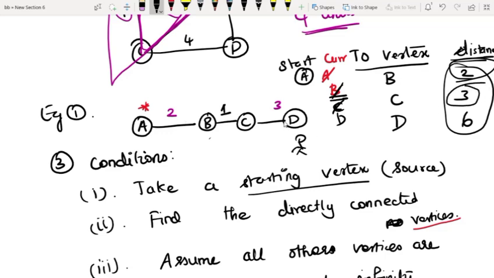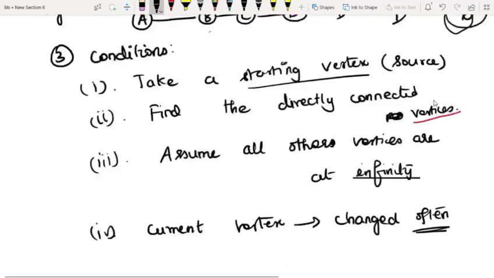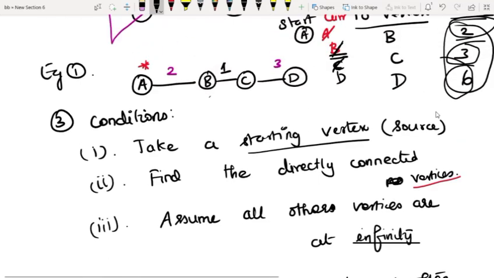From A to D the shortest distance is 2 plus 1 plus 3, that is 6. Okay, so we can easily find out like this. This is a very simple graph, so it becomes very easy for us. I think you understood the procedure now. Now let me take a big graph.